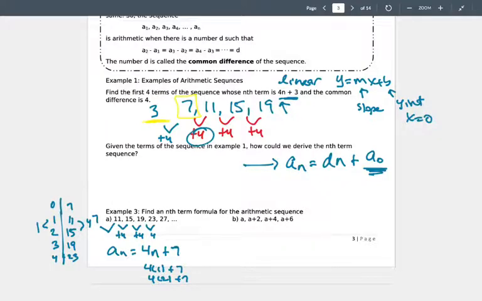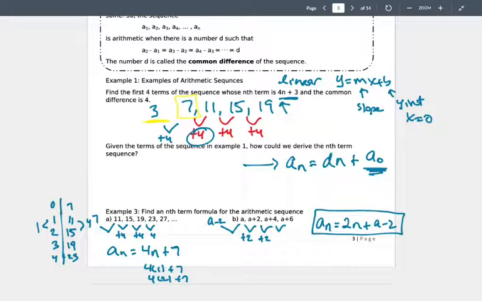So in the situation on the next problem, if we look to see what we're adding each time to get to each next term, I'm adding 2. So if I write my formula, I'm going to do a sub n equals 2 times n, and then if I go back to my 0th term, I'm going to be subtracting 2 from a, so it'll be a minus 2. So this would be the formula that gives me that sequence.